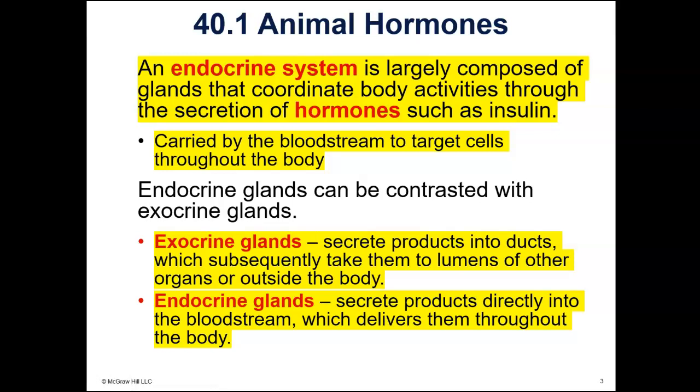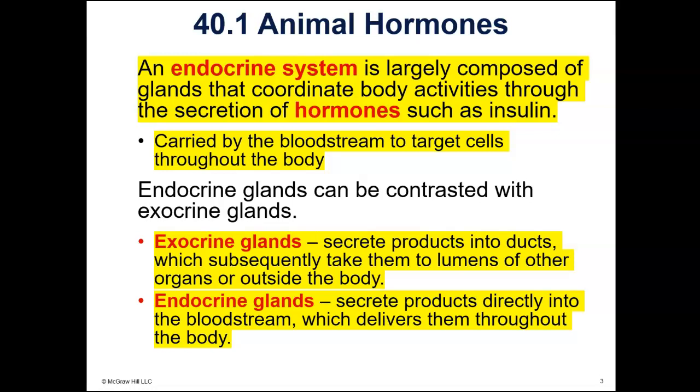So an endocrine system is largely composed of glands that coordinate body activities through the secretion of hormones. One example of that is insulin. Insulin is a hormone secreted by the pancreas whenever your blood glucose levels are high, and insulin helps to lower the blood glucose levels primarily through the actions of the liver, your liver cells. But there are many hormones, and they are carried through the bloodstream to their target cells.